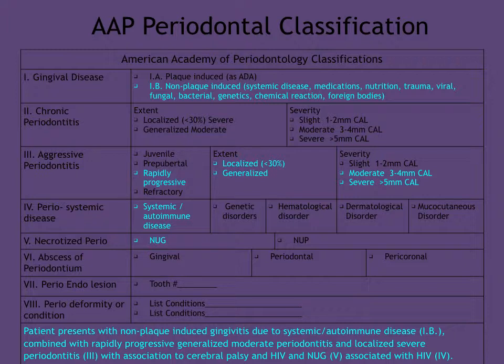AAP periodontal classification. Patient presents with non-plaque-induced gingivitis due to systemic autoimmune disease combined with rapidly progressive generalized moderate periodontitis and localized severe periodontitis with association to cerebral palsy and HIV and NUG associated with HIV.